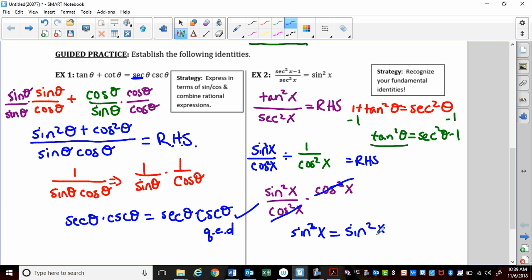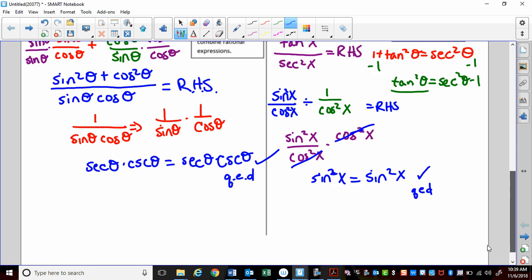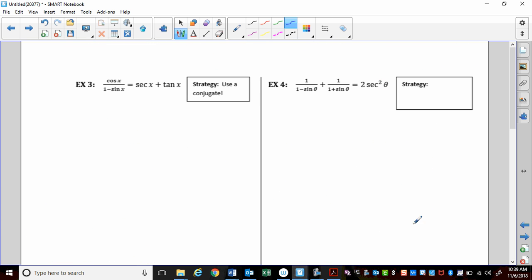We're not changing the right-hand side. We need the left-hand side to be equal to the right-hand side. So we're done. And then we can say QED. I think that's it on this page. Go ahead and flip your papers over.